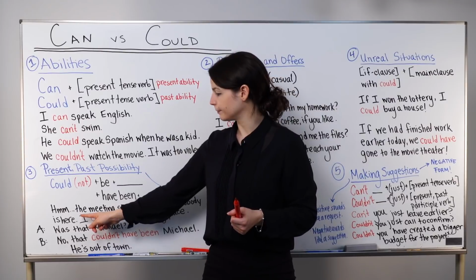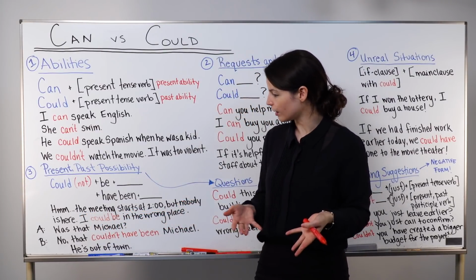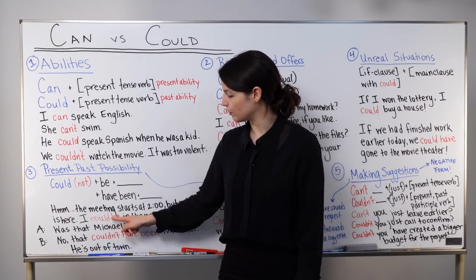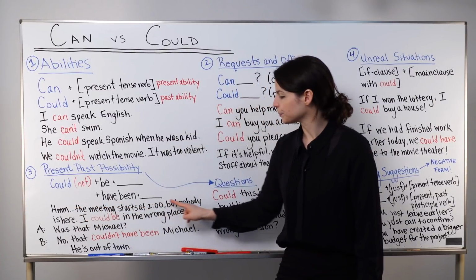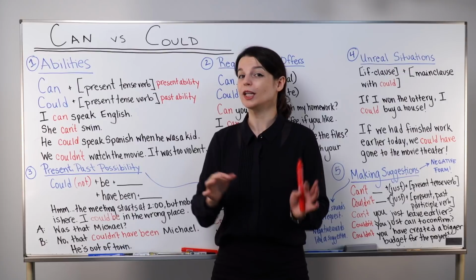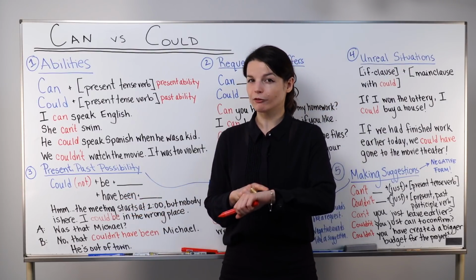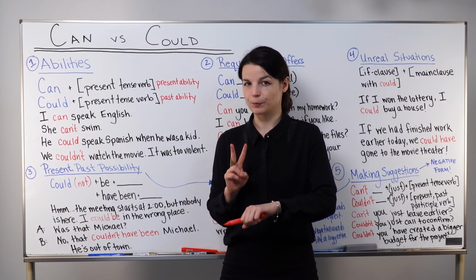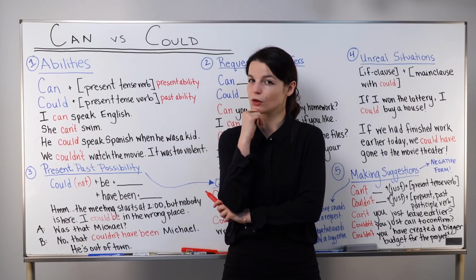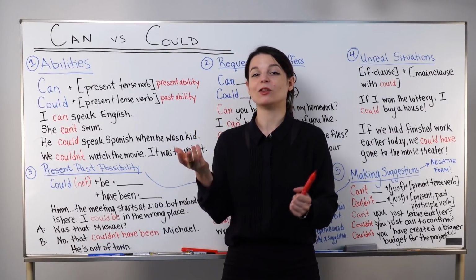First, the meeting starts at 2, but nobody's here. I could be in the wrong place. So here is my could be. So I included this part to show the situation. Situation and context are quite important for these kinds of statements. So in this case, the speaker is waiting for a meeting that starts at 2, and the speaker is thinking to himself or herself, the meeting starts at 2, but nobody's here, so I could be in the wrong place.